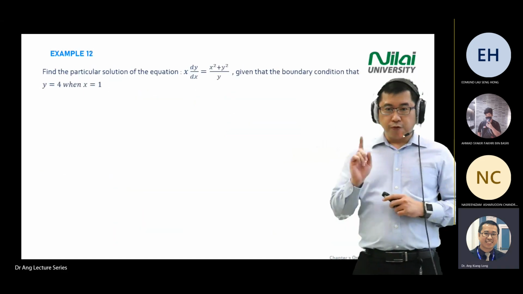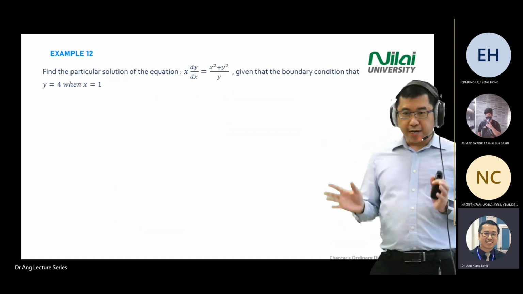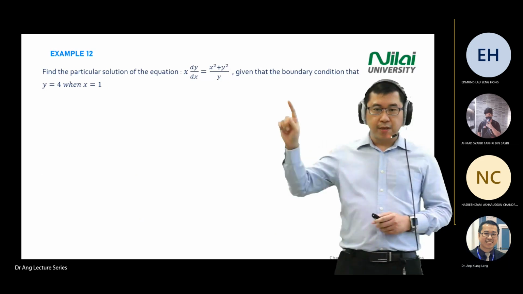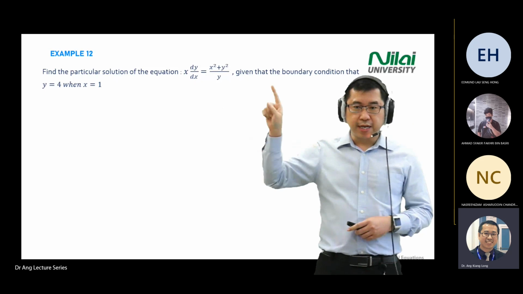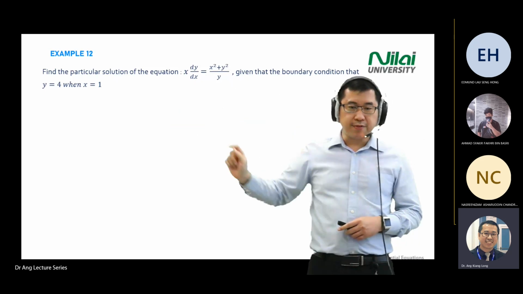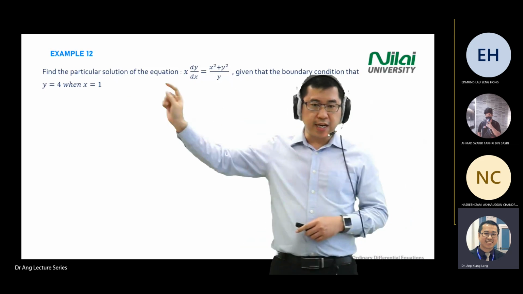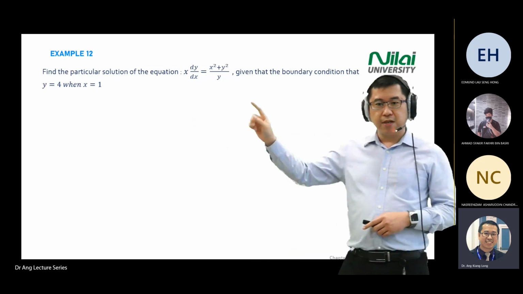Okay, we go for example 12 quickly, just to summarize what we learned today. First, look at the question. It asks you to solve this equation. You are given y and x values. Again, these y and x values are to solve for the c value.